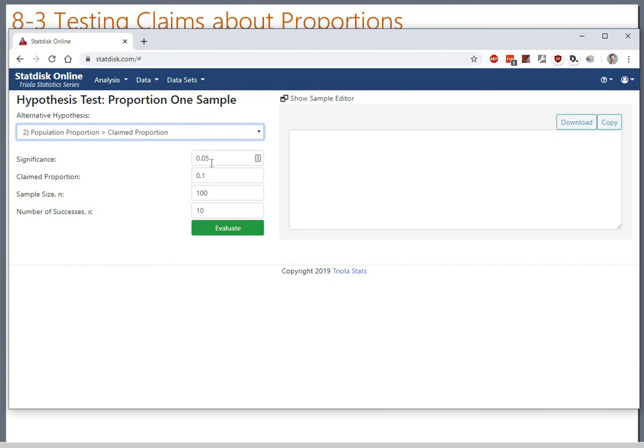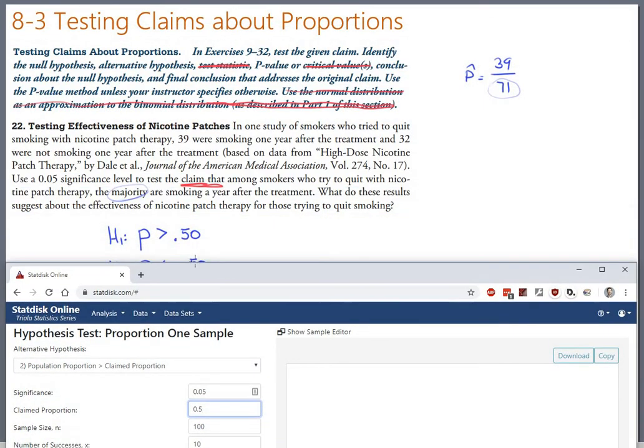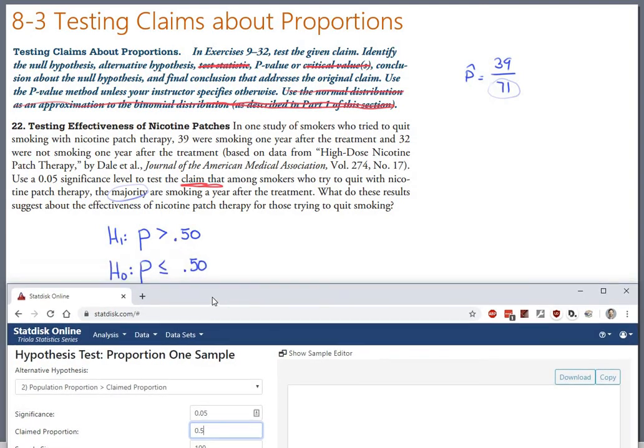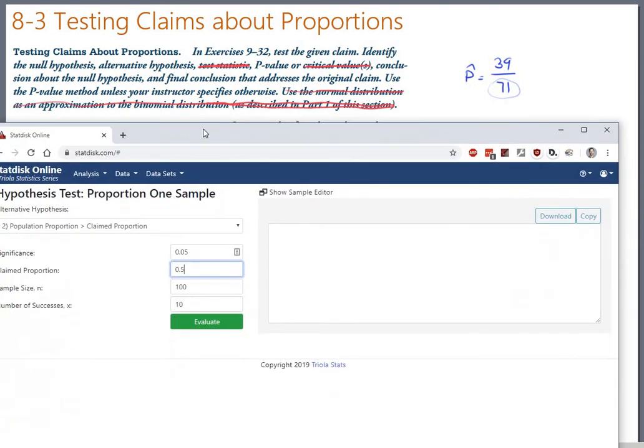Okay, our significance level is 5%. The claimed proportion is 50, right? That's what we're saying we're greater than. P greater than 50. So that claimed proportion they're looking for is always this number you should be writing down in your hypotheses.